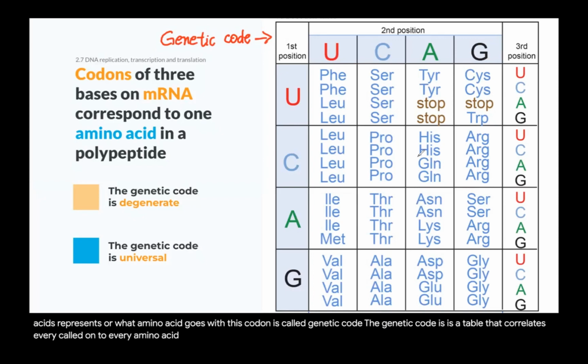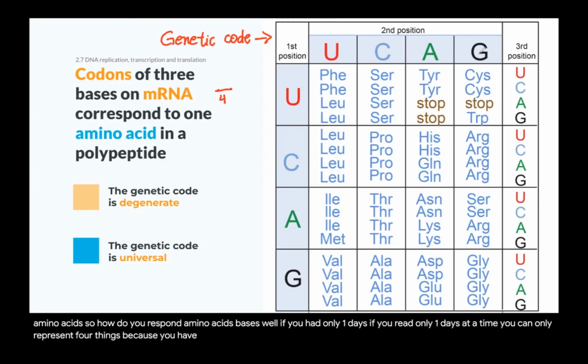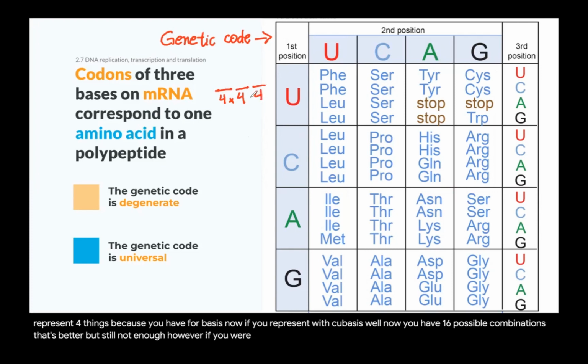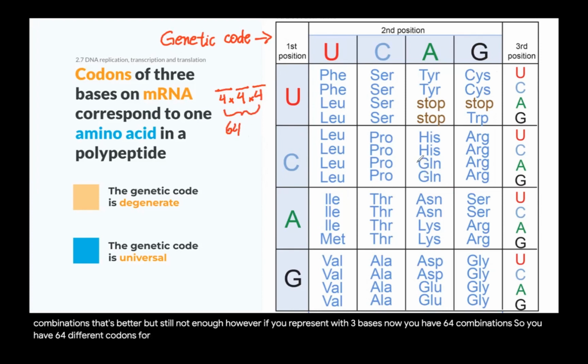And this is important because you have only 4 letters, 4 different bases, but you have 20 amino acids. So how do you correspond amino acids to bases? Well, if you read only 1 base at a time, you can only represent 4 things because you have 4 bases. Now, if you represent with 2 bases, you have 16 possible combinations. That's better, but still not enough. However, if you represent with 3 bases, now you have 64 combinations. So you have 64 different codons for your 20 amino acids.